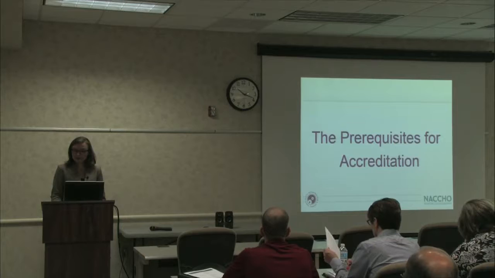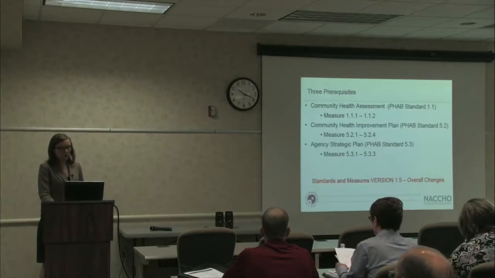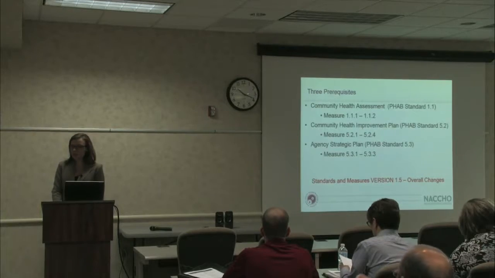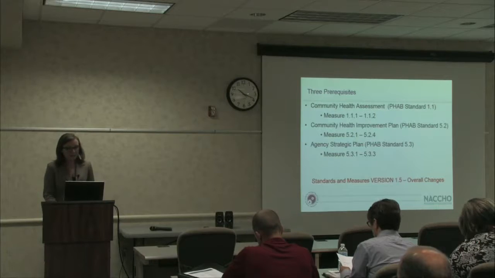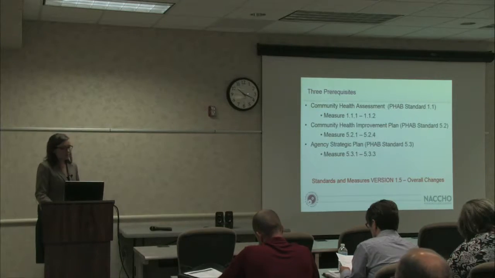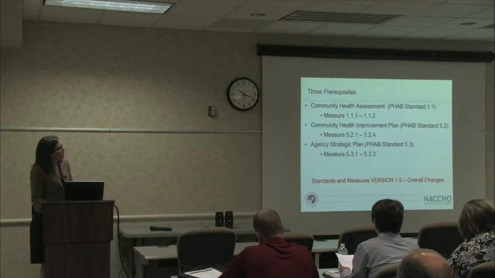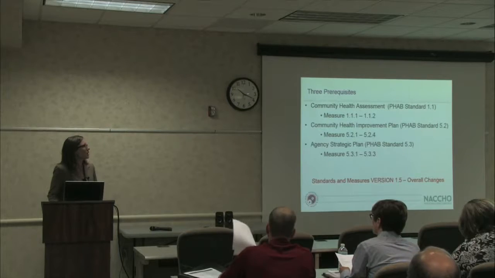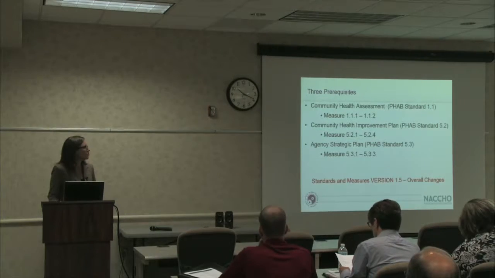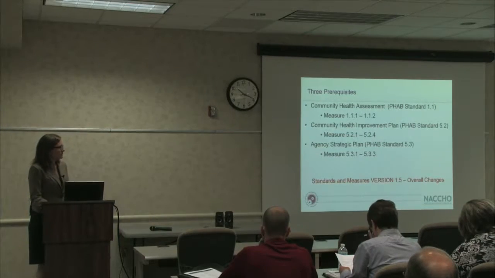Okay, so the prerequisites for accreditation, which most of you likely know, are a community health assessment, a community health improvement plan, and an agency strategic plan. FAB's first domain focuses on assessment, so the community health assessment is in that first domain. And then the community health improvement plan and agency strategic plan fall in domain 5, which is focusing on planning.